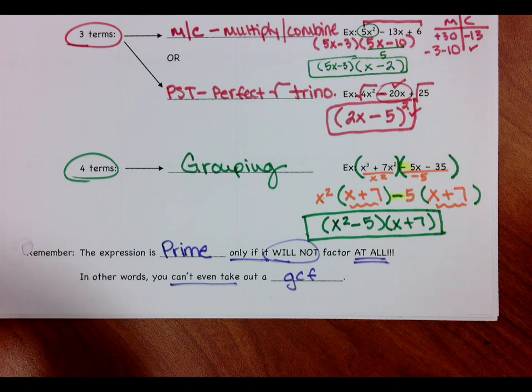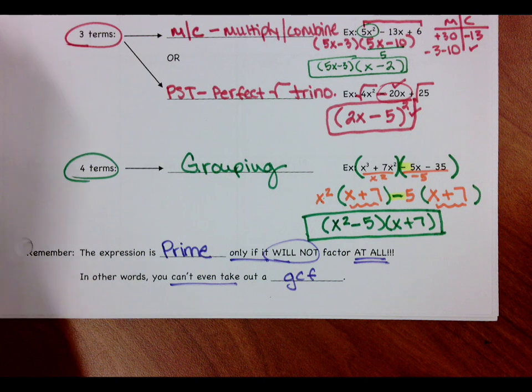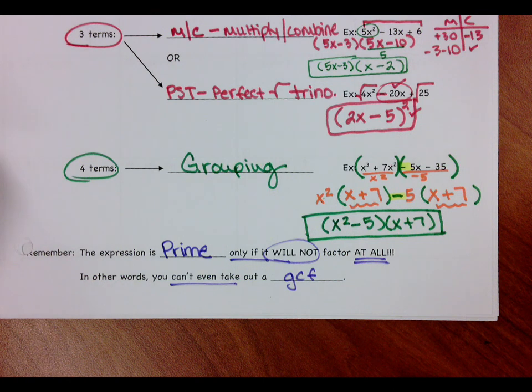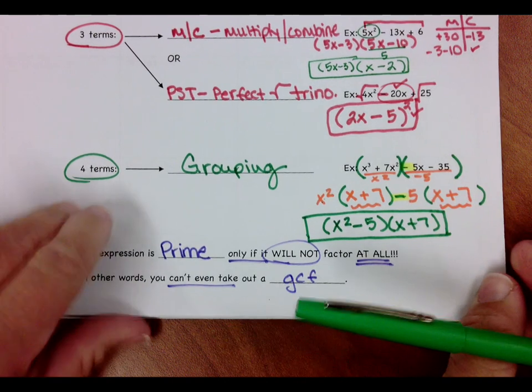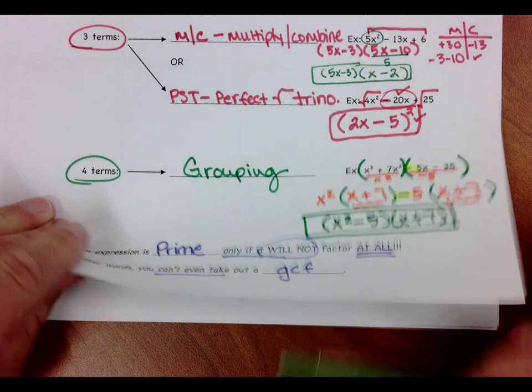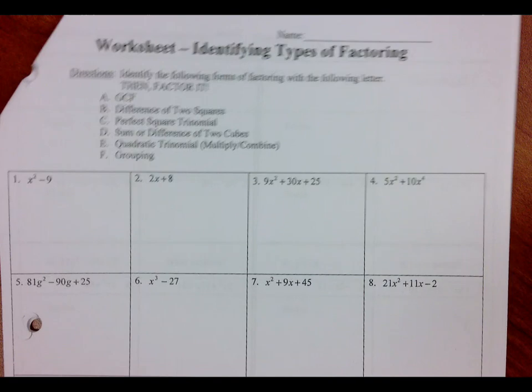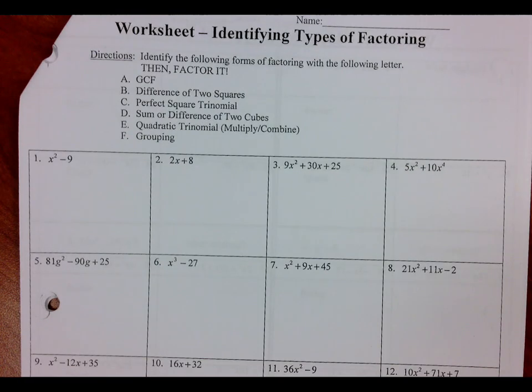All right, look at the next page real quick. This is what I want you to do. So the next page, there's several problems, but this is how we're going to work it. I want you to identify the following forms of factoring with the following letters, okay? We should have kind of coded that, like G is GCF, or G is grouping or something, I don't know. Anyways, the first thing you have to do when you're solving a problem is identify what type is it, okay?